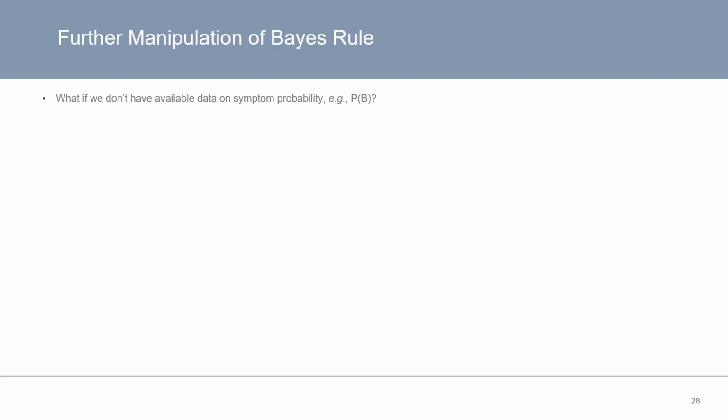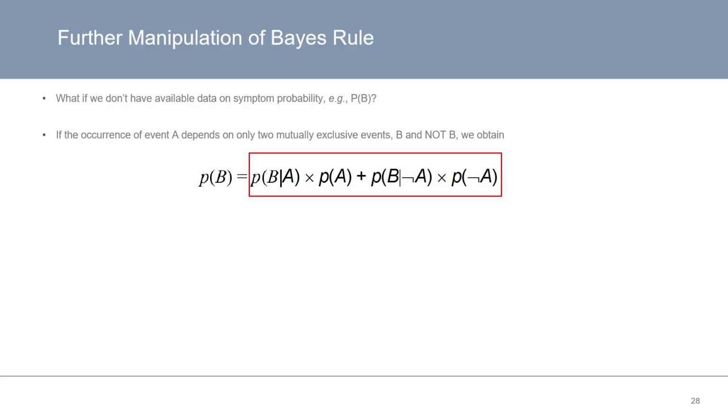Now let's look at a couple more slightly advanced things we can do with the Bayes rule. For example, what if we don't have available data on symptom probability, or in other words, probability of B? Well, if the occurrence of an event A depends on only two mutually exclusive events, B and not B, we obtain an alternative way to calculate the probability of B. Or in other words, the probability of B given A times the probability of A plus the probability of B given that we don't have A times the probability that we don't have A.